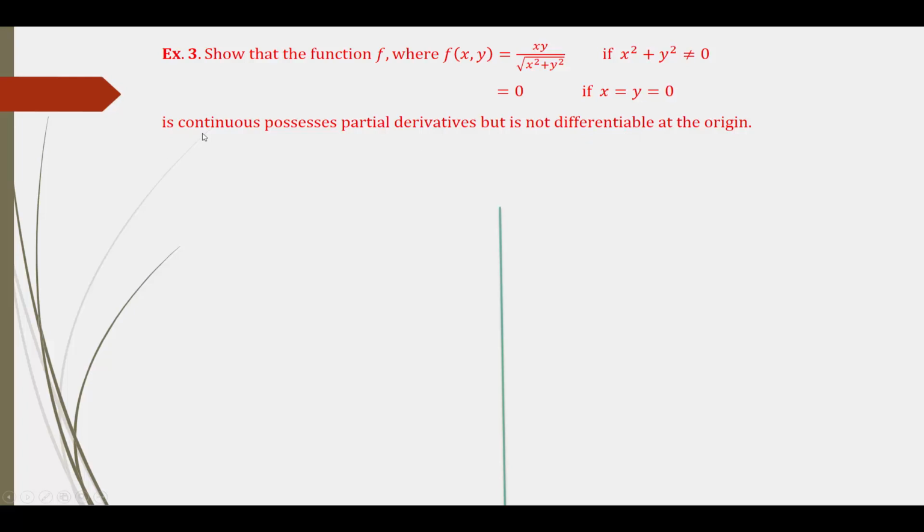Now to prove the first part, show that the function is continuous. To prove continuity at the origin, use the epsilon delta definition of continuity and show that the function is continuous.